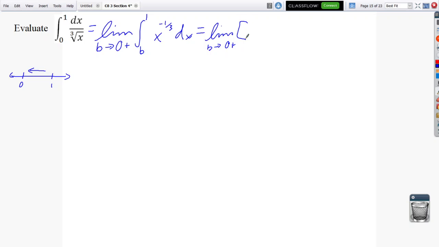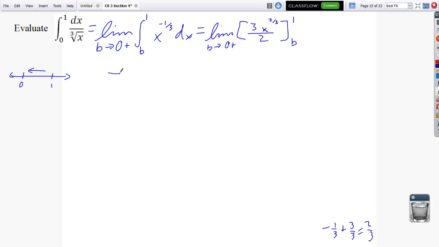x to the -1/3 plus 1. So when I do -1/3 plus 1, I'm going to get 2/3. So this is going to be x to the 2/3 divided by 2/3. Notice that when I said divided by 2/3, I changed it to multiply by 3/2, just to make my life a little bit easier. I'm going from b to 1.